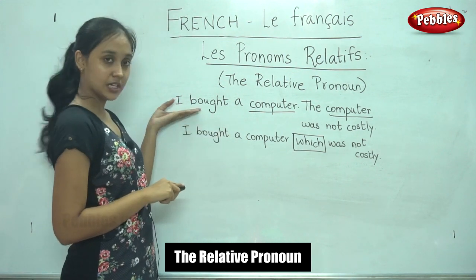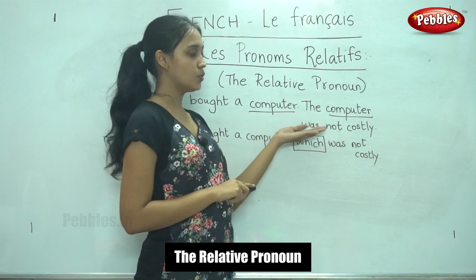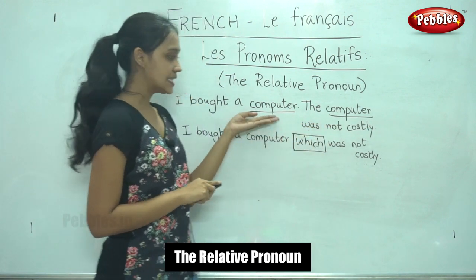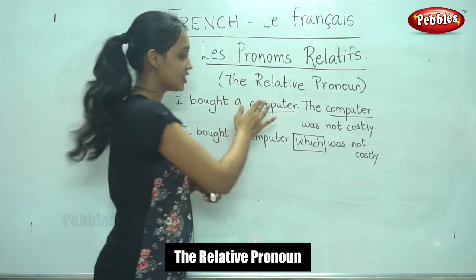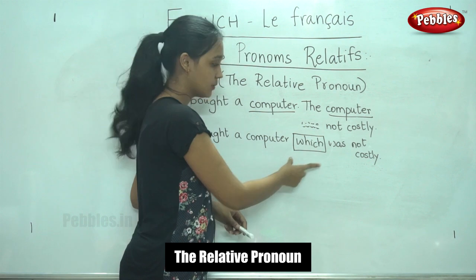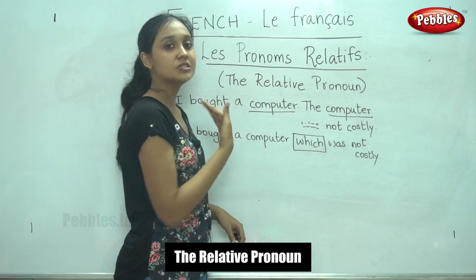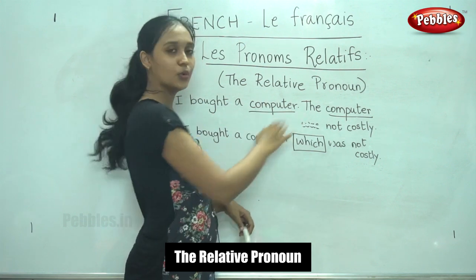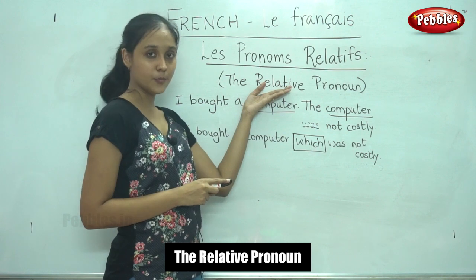Okay, so here we have, I bought a computer. The computer was not costly. The same word is repeated again. To avoid this repetition, we use the word which. It relates these two sentences without having to use the same word again. So this word here is the relative pronoun.